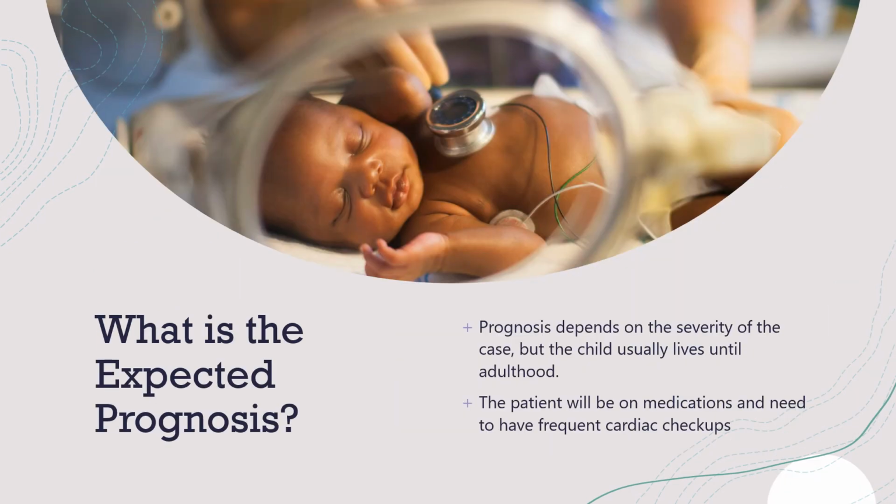What is the expected prognosis? Prognosis usually depends on the severity of the case, but the child usually lives until adulthood. The patient will be on chronic medications and have frequent cardiac checkups, and they will need a really good relationship with their cardiologist. They can be on anti-rejection meds if they have a valve replacement, and prophylactic antibiotics to prevent endocarditis. It can cause congestive heart failure, and then they would need to be treated with diuretics, digoxin, and medications like that.